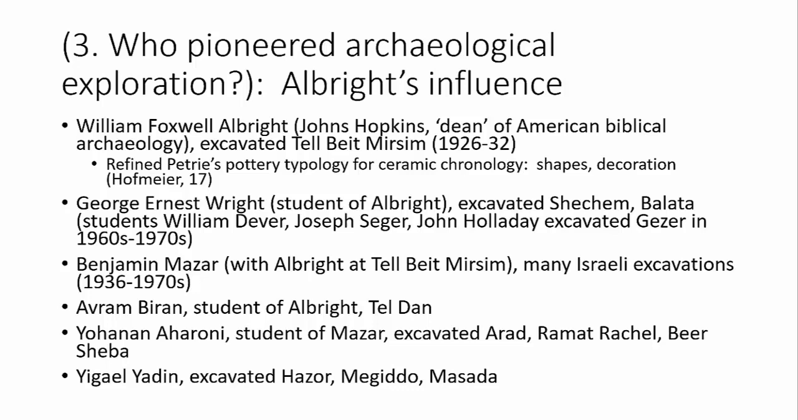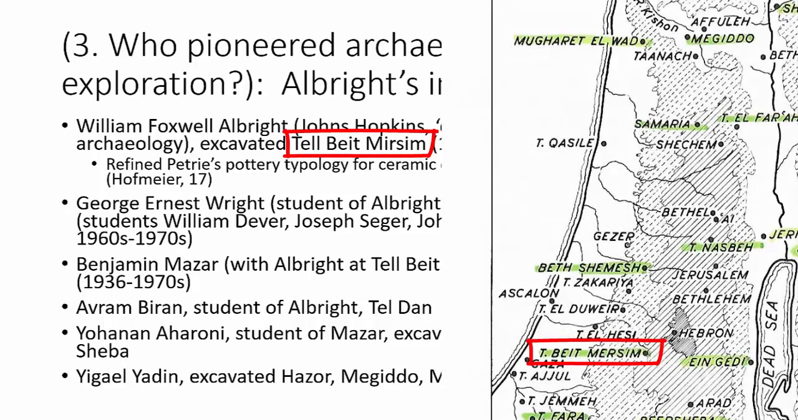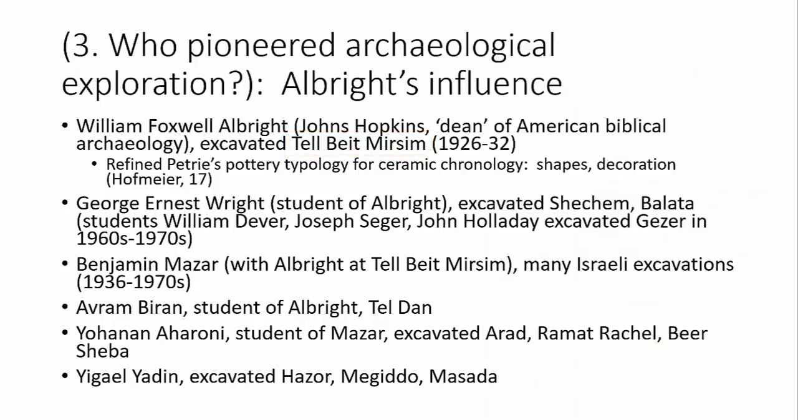Albright operated at several places. He was famous for his work at Tel Beit Mirsim. And notice that he took what Petrie began to develop in recognition of pottery typology and then refined it. George Ernest Wright was a student of William Foxwell Albright, so you'll notice a kind of genealogy, as it were, within several of the connections from a teacher to then a student.